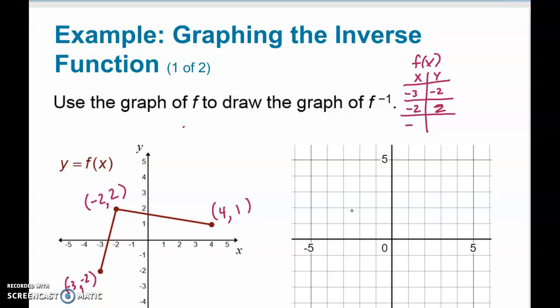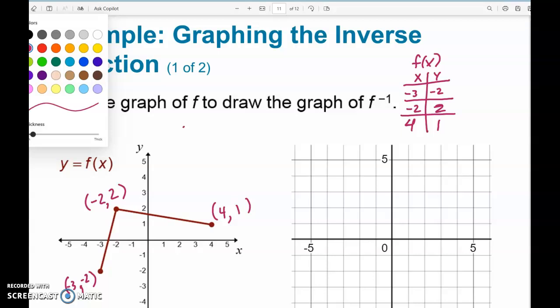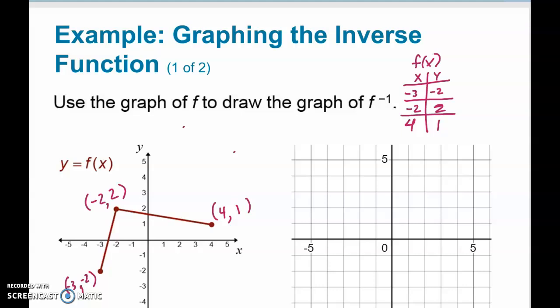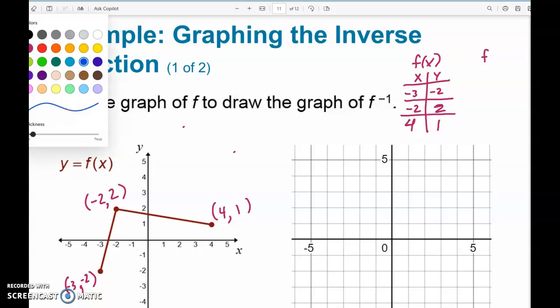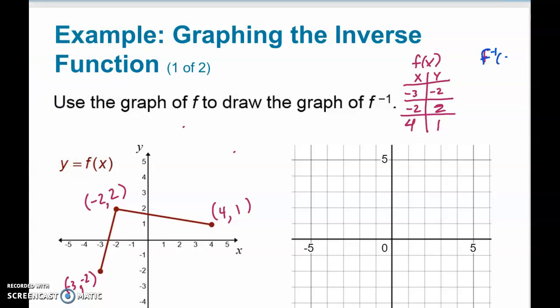Now, what we were talking about in the previous video is that when you have inverses, their domain and ranges are swapped. So if this is the function and I want to graph the inverse of it, f inverse of x, then all I need to do is take these ordered pairs and swap them. So the domain would become the range, and the range will become the domain. So I just swap the x's and the y's.